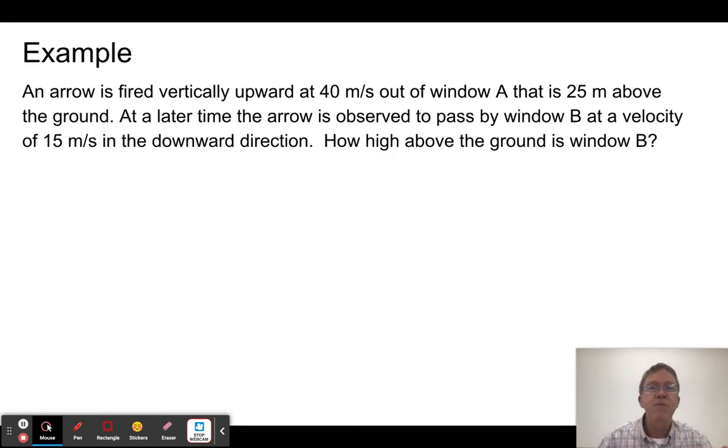An arrow is fired vertically upward at 40 meters per second out of window A at 25 meters above the ground. At a later time, the arrow is observed to pass by window B at a velocity of 15 meters per second in the downward direction.